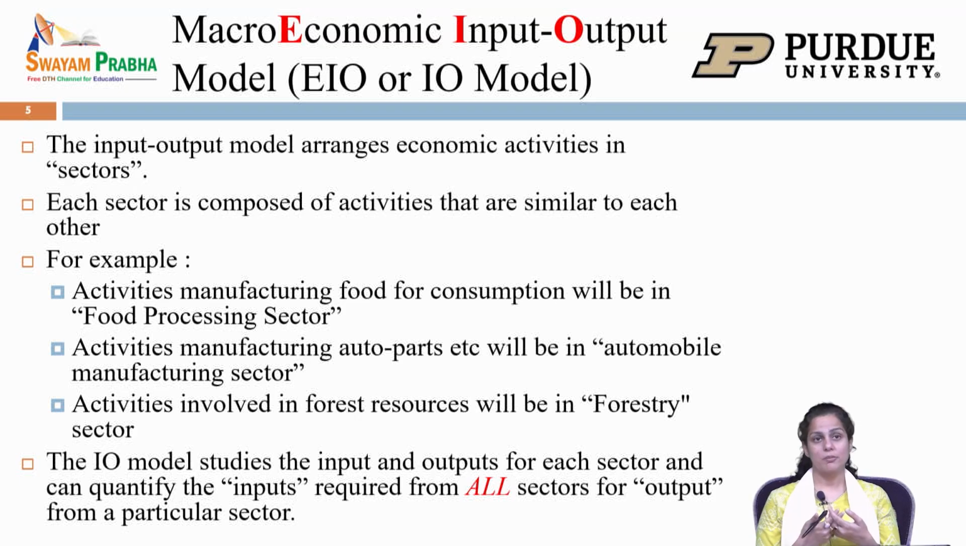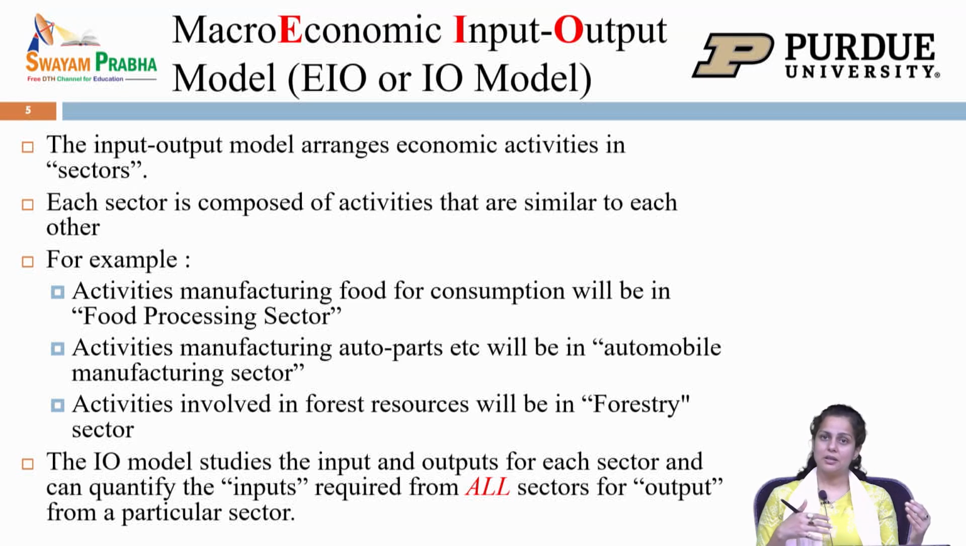Here I have put some examples. For example, manufacturing of food for consumption will be in the food processing sector. Manufacturing auto parts will be in the automobile manufacturing sector, and forests will be in the forestry sector. You would notice that we are aggregating the sectors, which means we are ignoring the specific details of the individual actors in that category, and just looking at the average or coarse behavior.